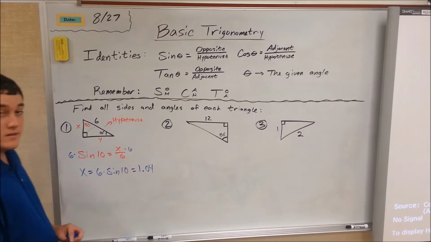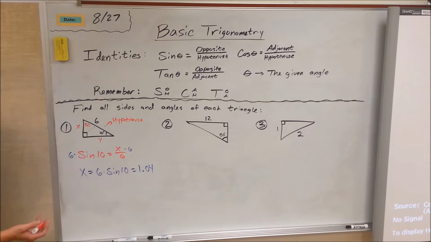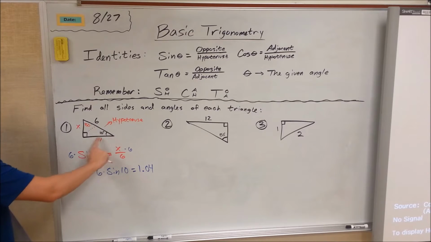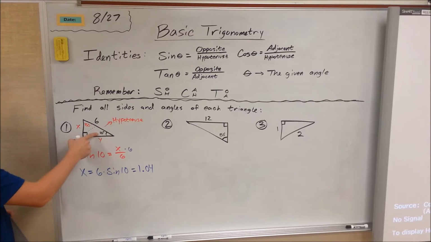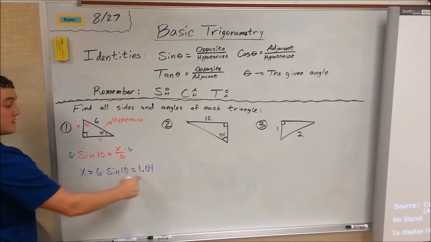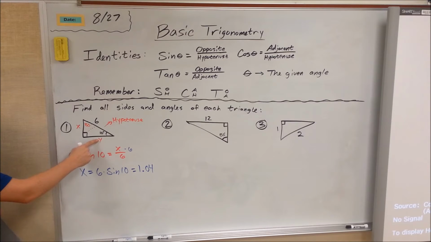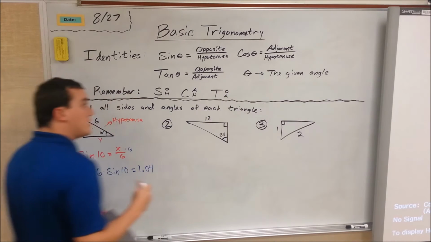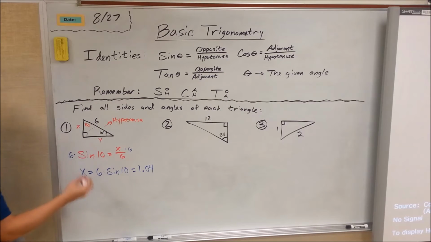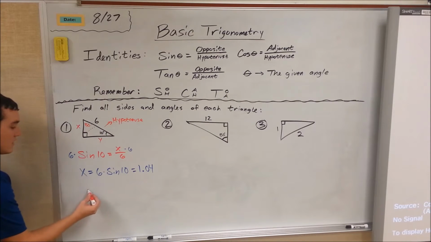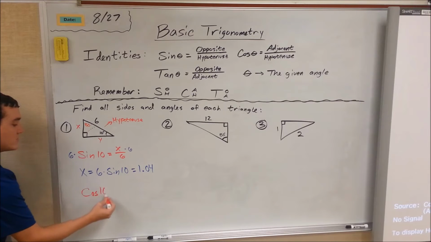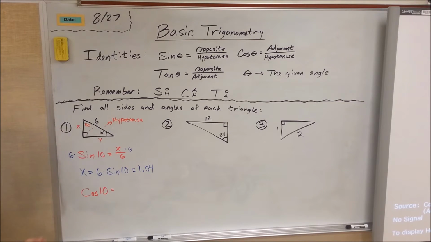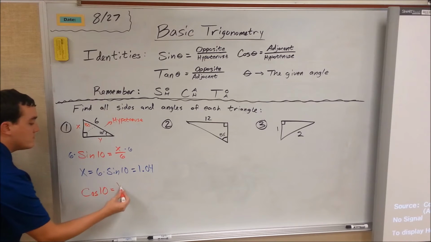So to find y, we do something similar, except this is adjacent to that angle. So we have the adjacent side, and we're given the hypotenuse. We could use this now, but I'm not going to. So we have our adjacent angle and our hypotenuse. Adjacent and a hypotenuse means we have to use cosine. So we have to find y. Cosine of 10 degrees equals y over 6.